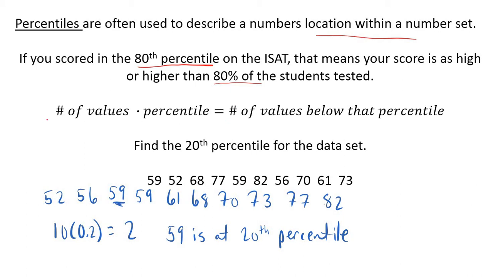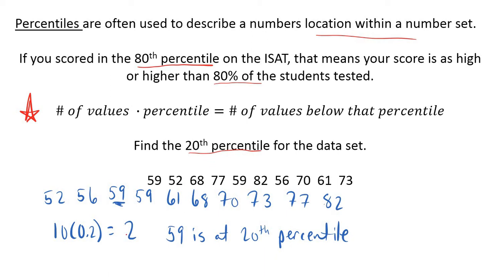Here's a little relationship I'd encourage you to write down. So the number of values in a data set times the percentile equals the number of values below that percentile. Okay, let's look at a little example. Find the 20th percentile for a data set. Well, here's a bunch of numbers they gave us. I've already reorganized them, smallest to biggest, like we've done in these other things. So you always need to do that if it's not already.